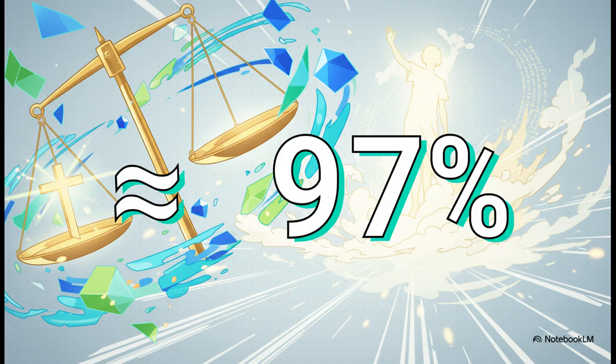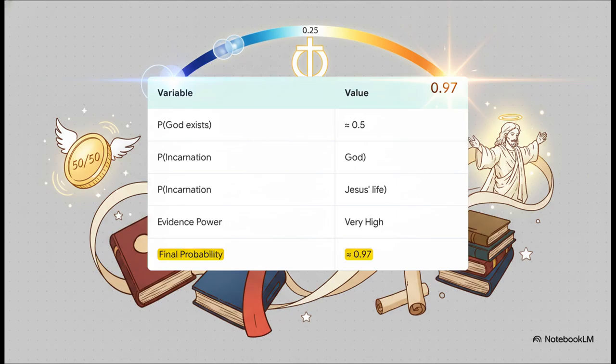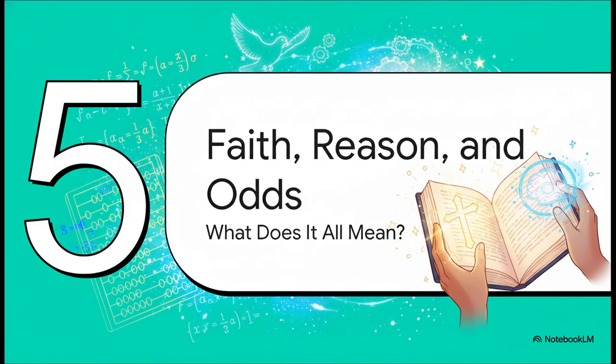Just let that sink in for a second. 97%. That's an absolutely astonishing number. What it suggests is that if you go along with his starting assumptions, the resurrection isn't just a possibility. It's mathematically overwhelmingly probable. So let's just run that back one more time really quick. We started with two 50-50 bets, which gave us a 1 in 4 starting chance. Then the evidence from Jesus' life bumped that all the way up to 83%. And finally, we hit that 83% with the massive amplifier from the historical evidence to land at our final number, 97%.